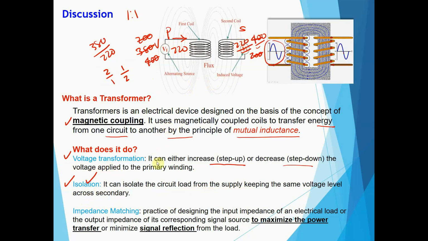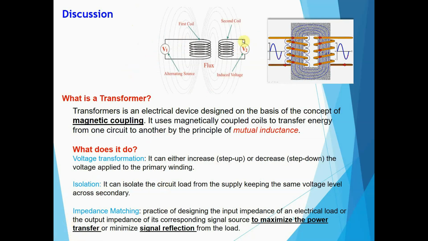There is no transformation. Why? What is the purpose of that? Only to isolate. Suppose I am going to connect this to my circuit here, I have a circuit. I am just isolating this circuit from the primary. This is the meaning of isolation, right?